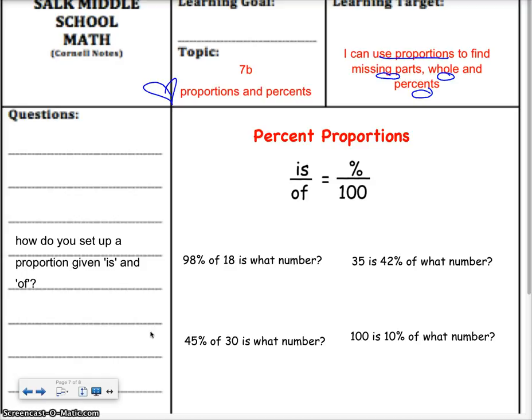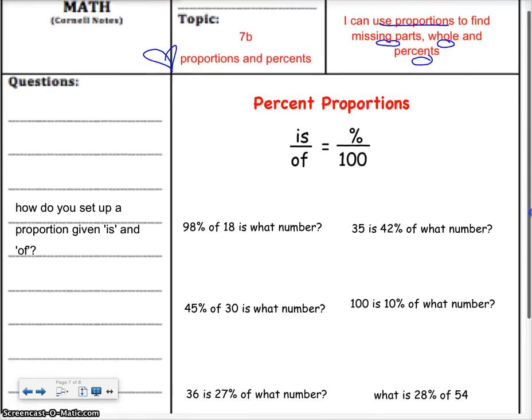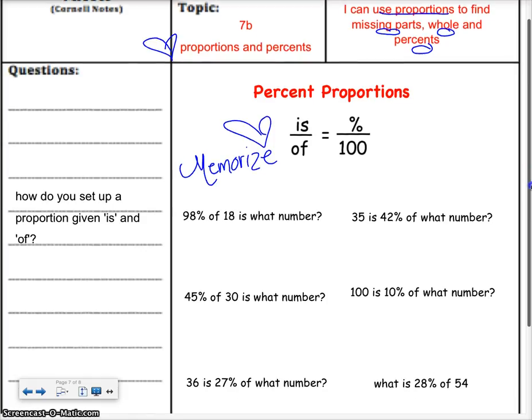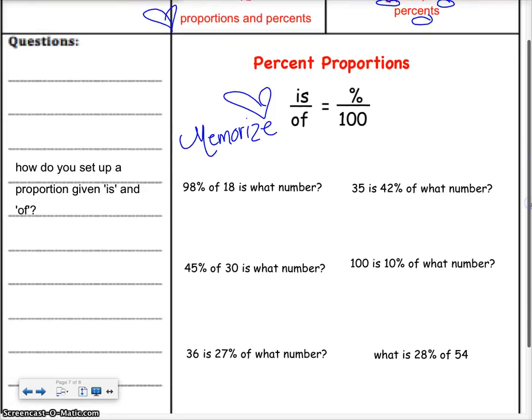There's a few different percent proportions. The first one that we're going to deal with today is the is over of. This is one of the three different ways to create a percent proportion. We say this as is over of equals percent over 100. I want you to memorize this percent proportion problem. You see it all the time in any kind of assessments that you take in your homework. You want to be able to just know if you see a vocab word is or of, you need to create this proportion to solve.